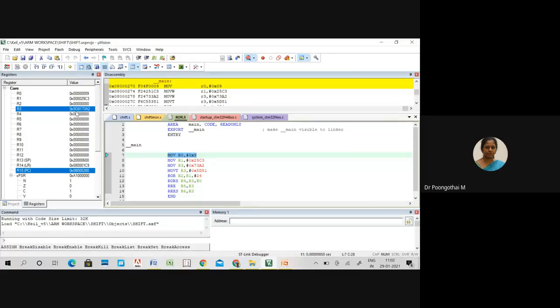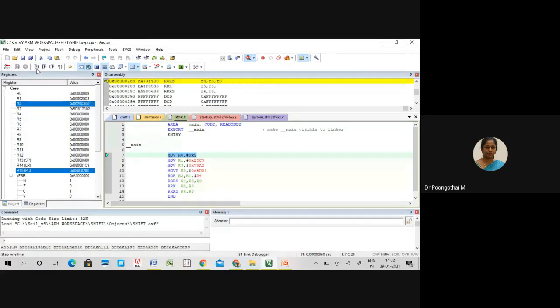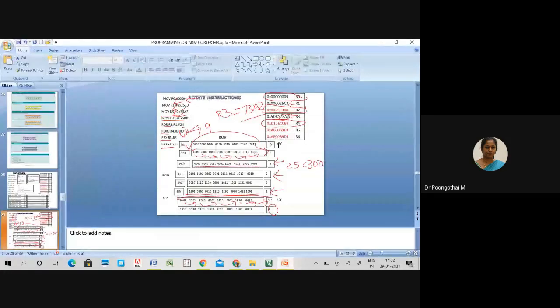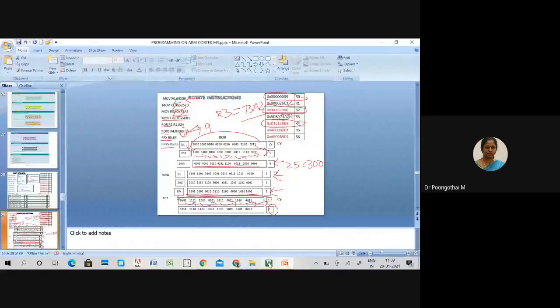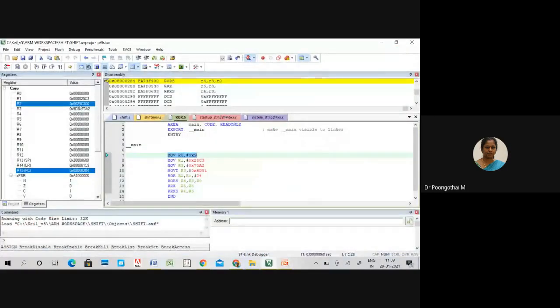And next I am going to execute the ROR instruction. After the execution of ROR, your R2 holds this value, that is 25C300. So your R2 is updated with this value, 25C300. So what is the next instruction?